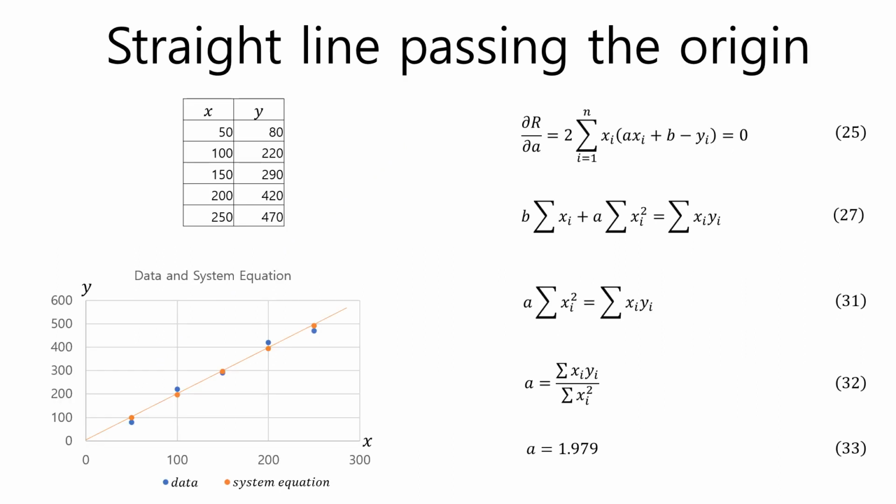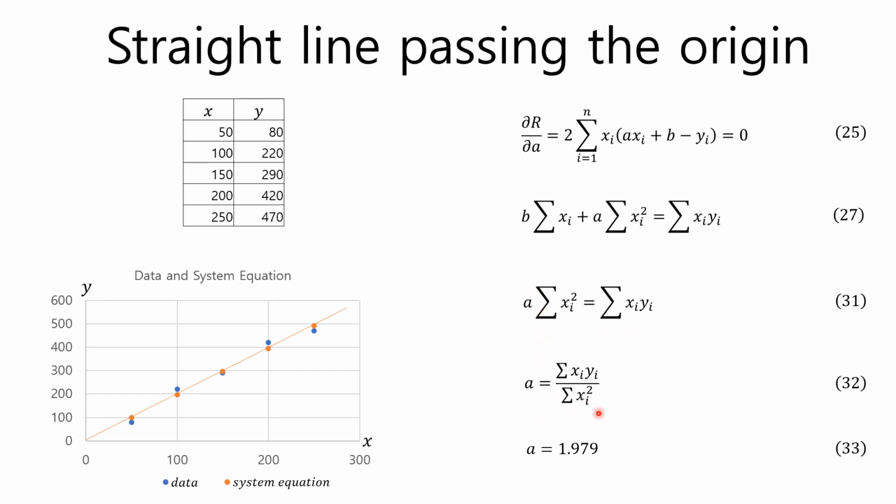If the measured data values are as shown in the table, they appear as blue dots when displayed in a scatter plot. When the system function passes through the origin, b in equations 25 and 27 obtained above is 0, so equation 27 can be expressed as equation 31. From this, the coefficient a of the system function can be obtained as equation 32.